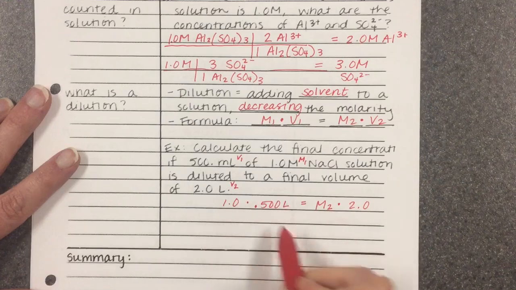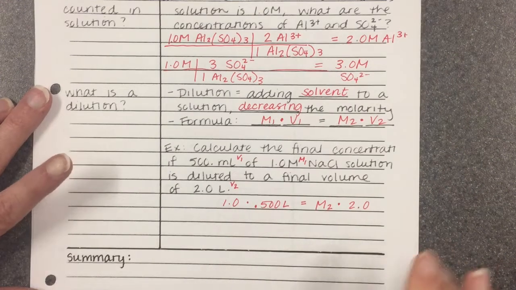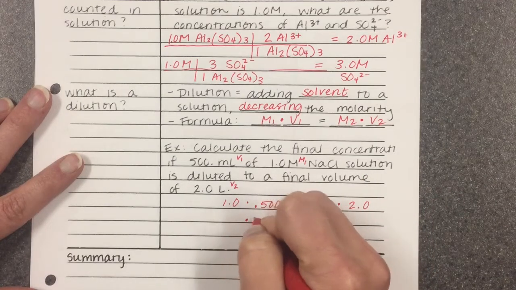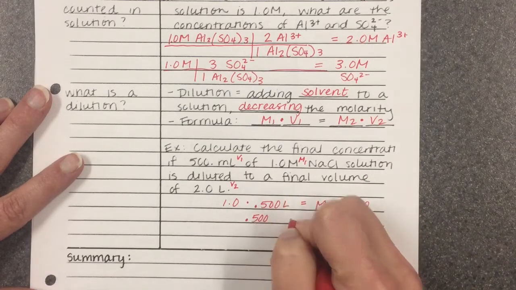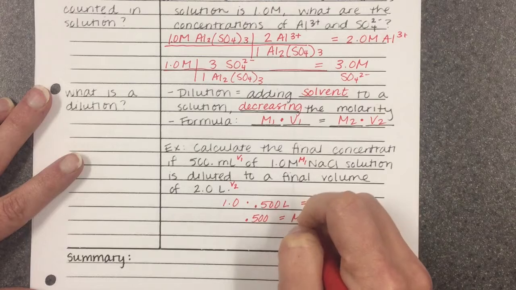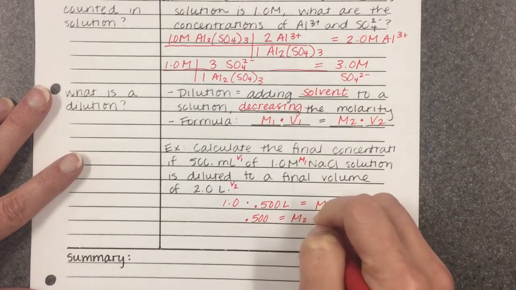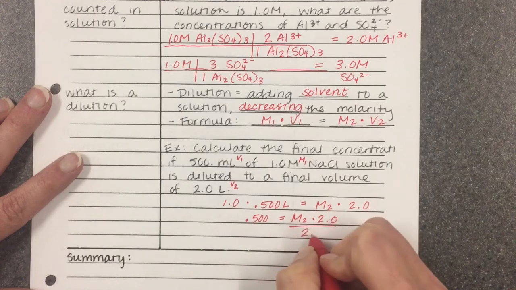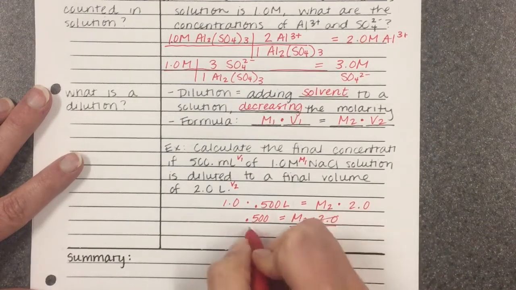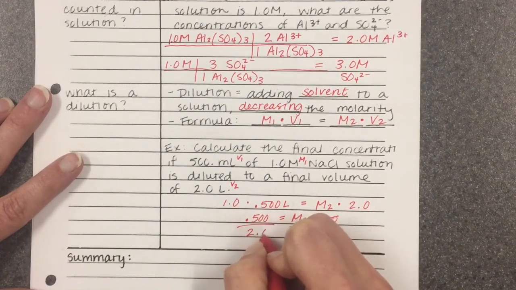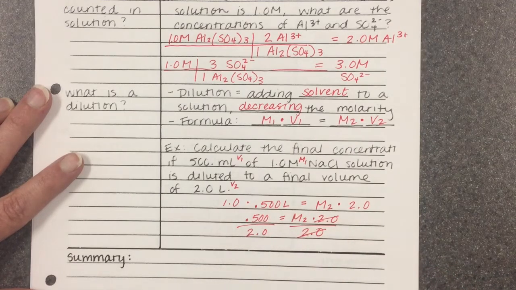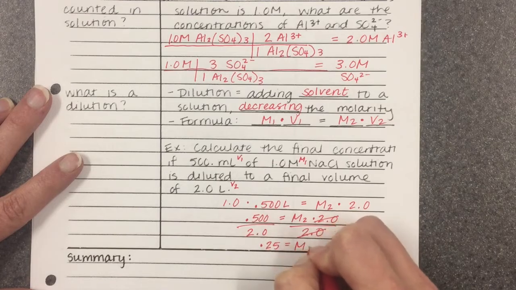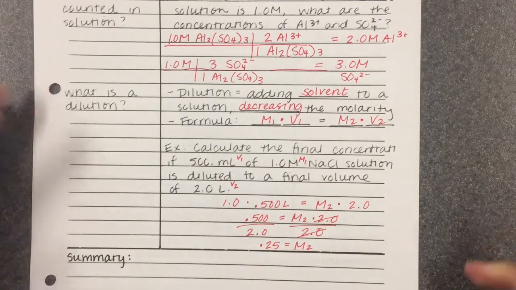Remember your order of operations. The first thing we're going to do is multiply. So 1 times 0.5 is super easy math. That's 0.5, which is equal to the variable M2 times 2.0. So what we're going to do is divide both sides by 2. 0.5 divided in half is going to be 0.25. So that's going to be the ending molarity.